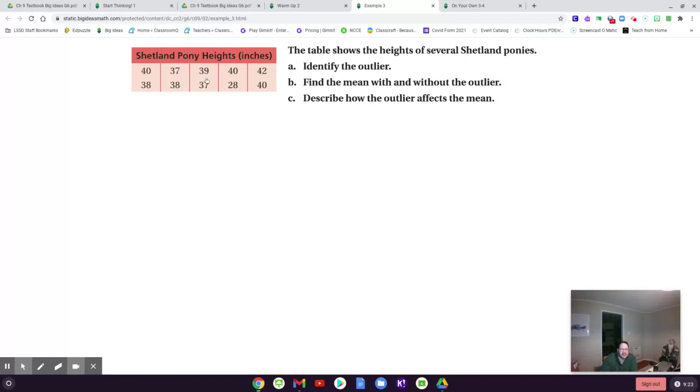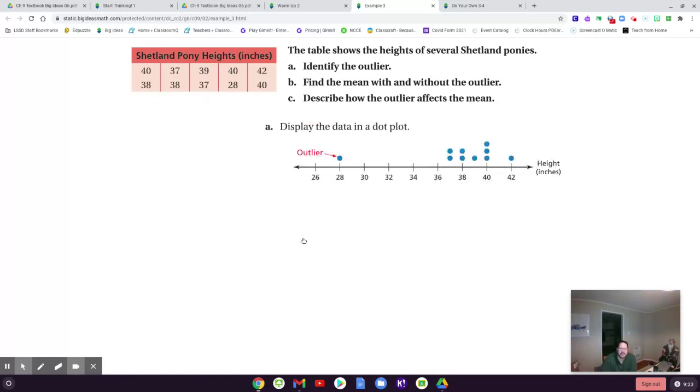And looking at this set of numbers, it might be they all kind of look about the same, okay? So you might look at this and be like, oh, they're all about the same height Shetland ponies, no problem. But there is an outlier. See if you can identify it. All right, it is 28. It's hard to see on this, so it might help to make a dot plot. So if you plot these 10 numbers on a dot plot, the outlier is really clear. It's the one that's standing out from all the other ones.